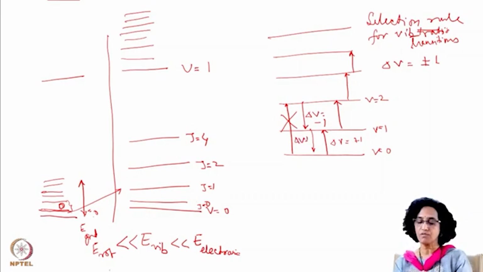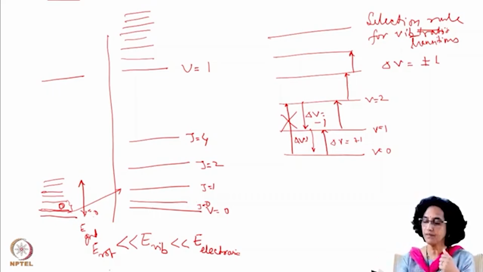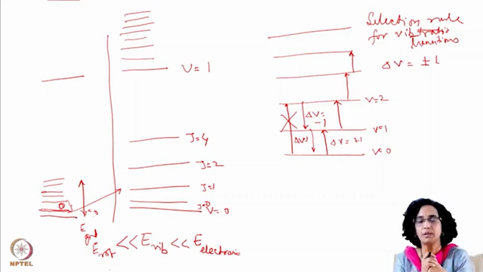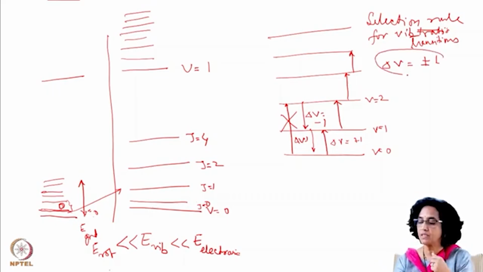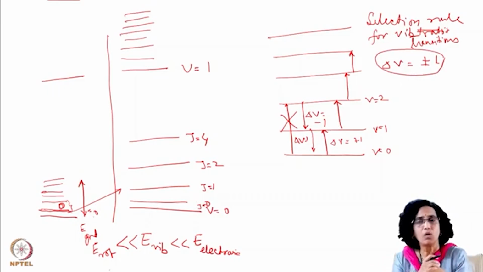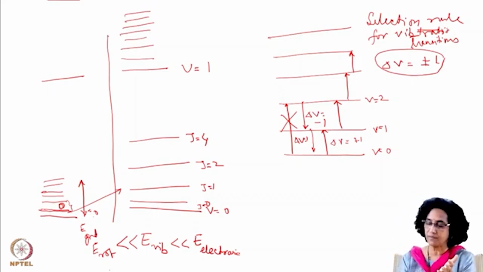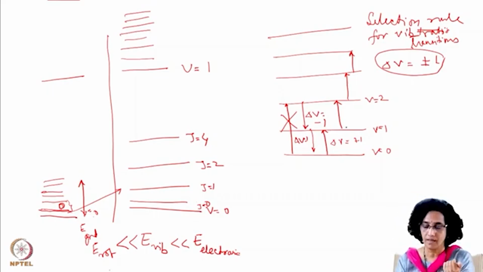So the selection rule says that for a vibrational transition to occur, the change in vibrational quantum number should be plus or minus 1. When delta V is not equal to 1, will there never be any transition? Well, the probability is much smaller as compared to this.